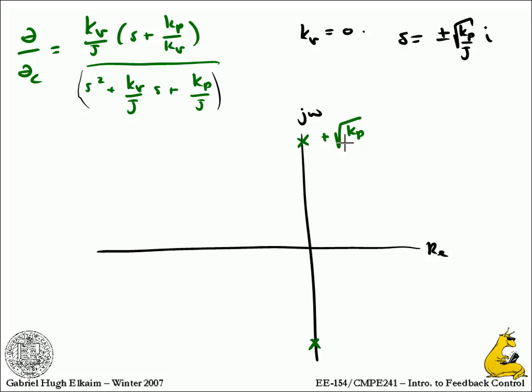Then what's the relation between KV and KP? We'll get there in a second. The other root is minus square root of Kp over J times square root of minus 1. Because we've got two J's, big J and little j. As it turns out, because of the way I have this, I can put these roots anywhere I want. I have total freedom by tweaking Kp and Kv.